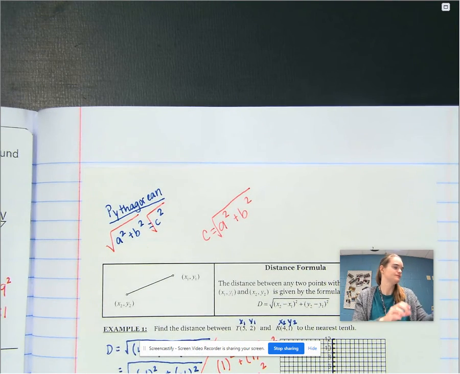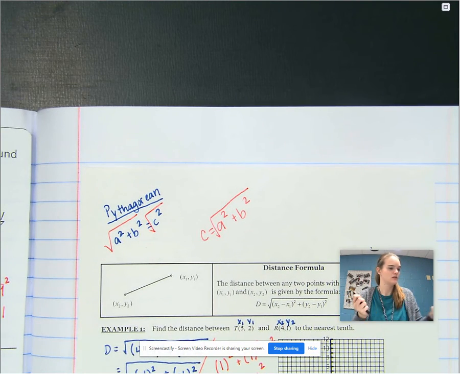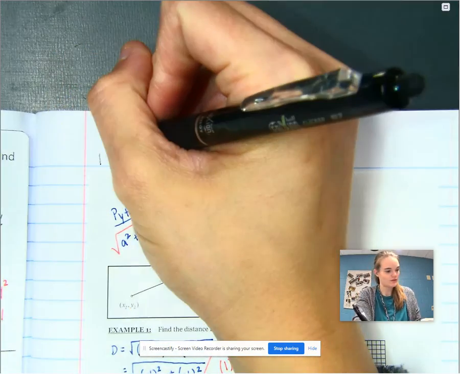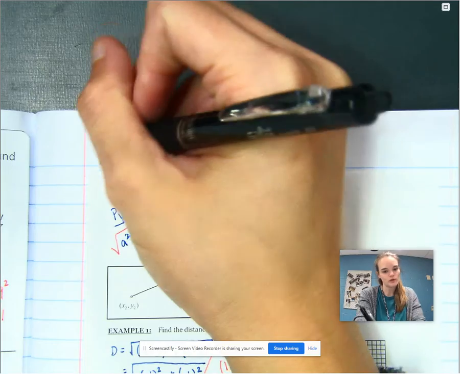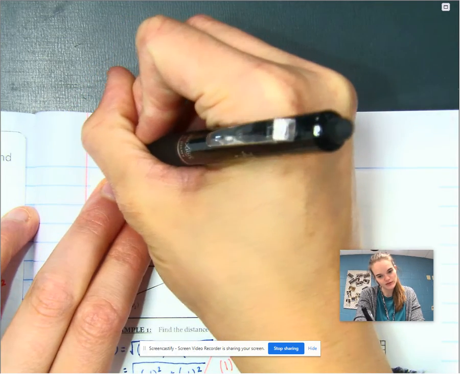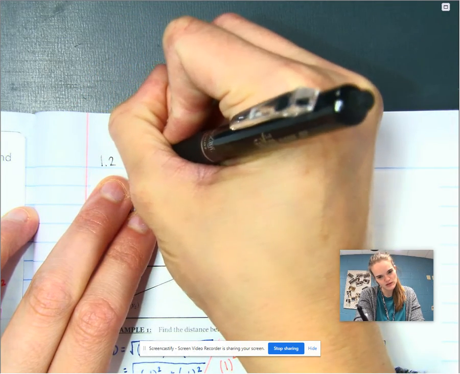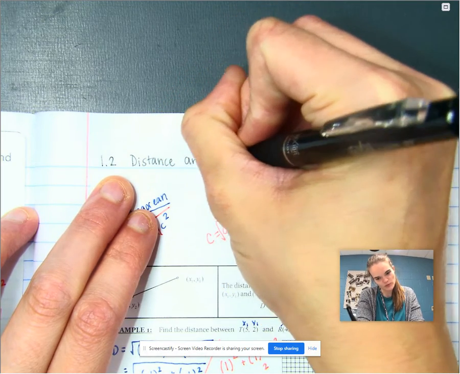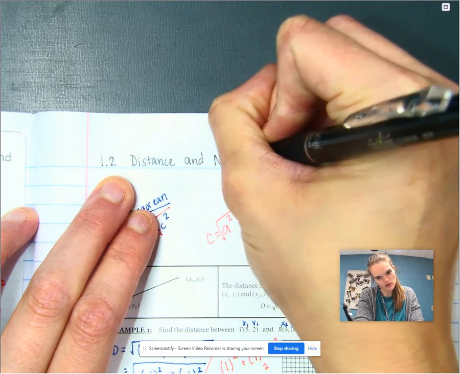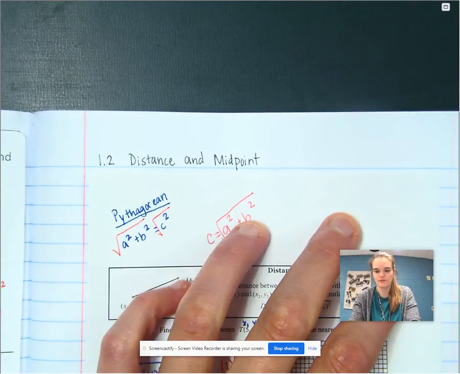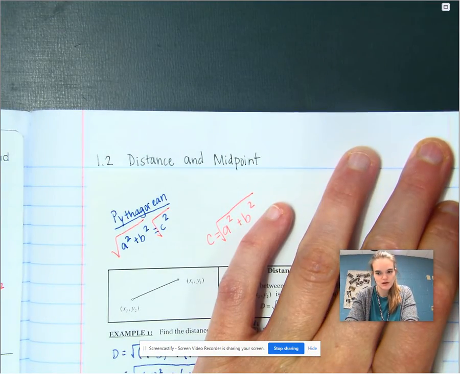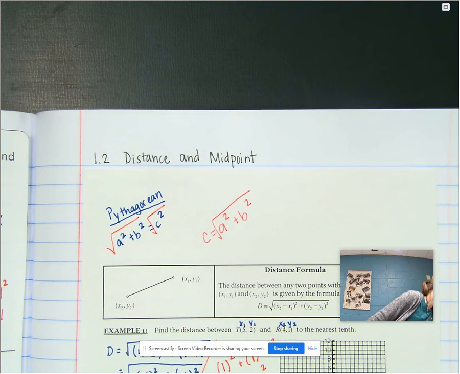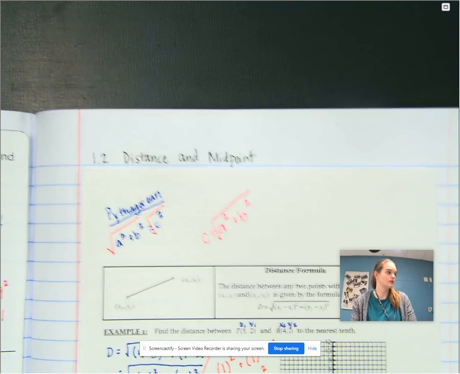Find my pen. So this is, I forgot what it is, 1.2, distance and midpoint. We did this one for quite a few days, so we are going to go and fix our tab. I have to actually glue it in. It's not done that. And I don't have any glue. I have to go get some.